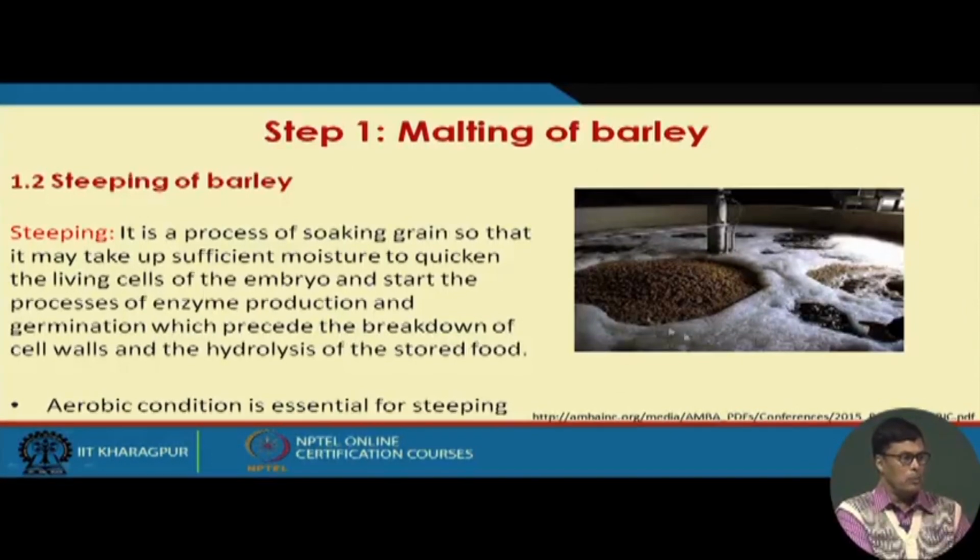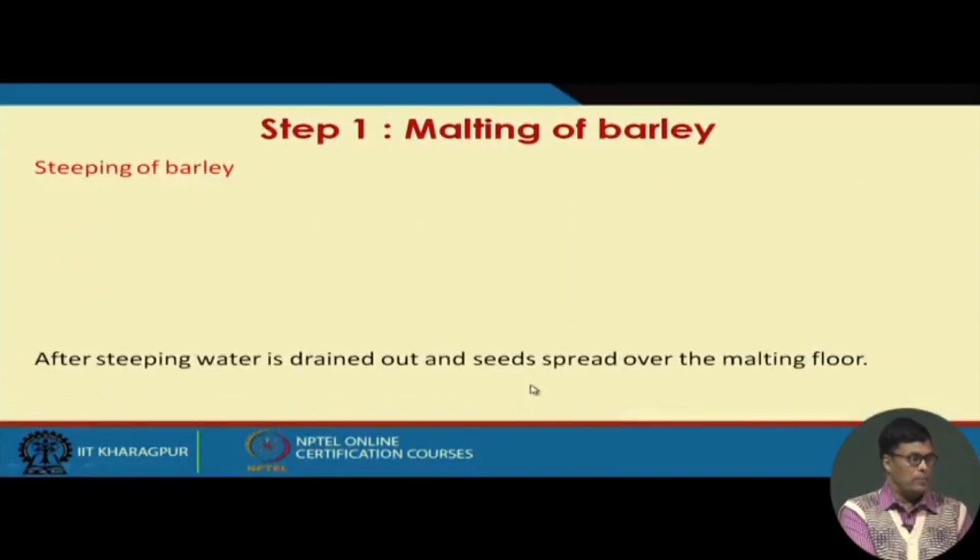Now the steeping process looks like this. You soak in the water. You can see how it is there. It is a process of soaking barley grains so that they take up sufficient moisture to quicken the living cells of the embryo and start the process of enzyme production and germination, which precedes the breakdown of the cell wall and hydrolysis of the stored food. This is done in aerobic conditions.